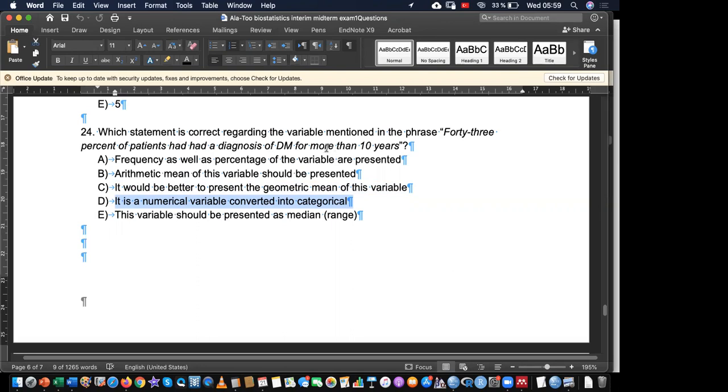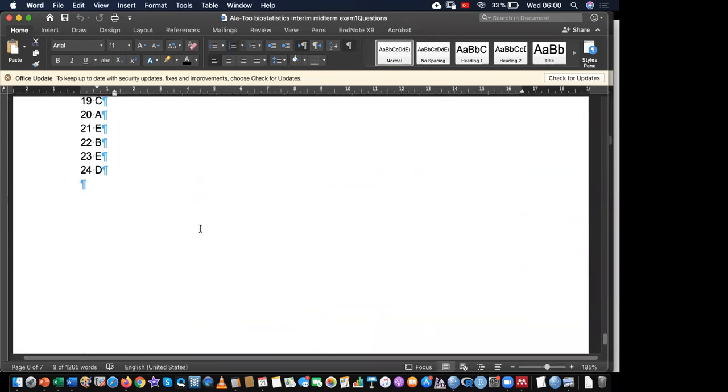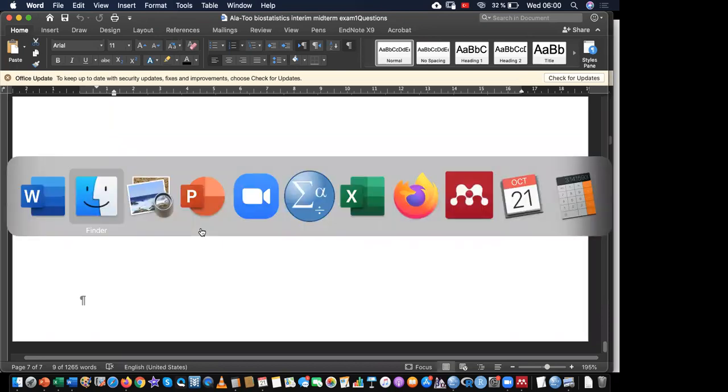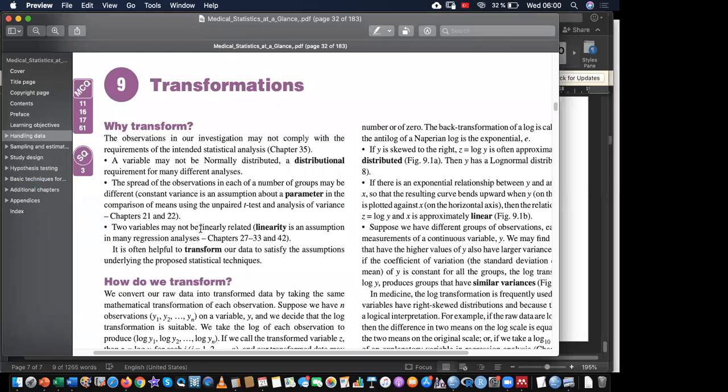You are asking for how long have you been diagnosed with diabetes? For how long means the duration. The duration in years is a numerical variable, but they categorize it as more or less than 10 years. They made it 2 options, 2 categories. So this answer should be D. Yeah, we have 24 questions. Okay, enough. May I continue, Dr. Azamat? Yes.